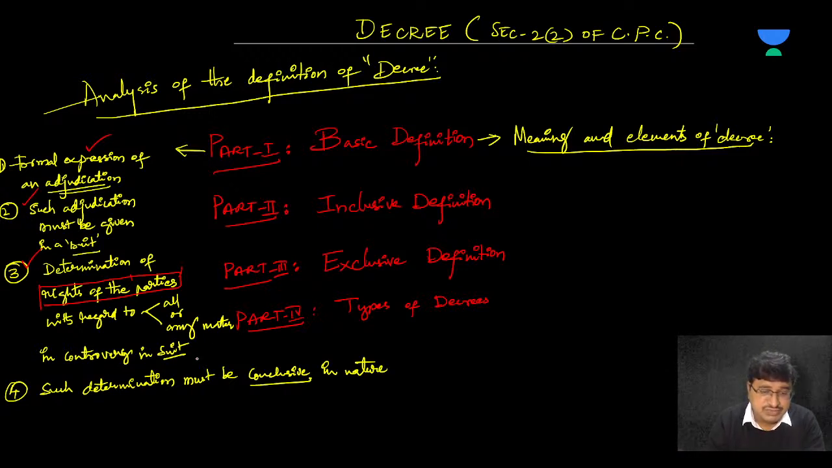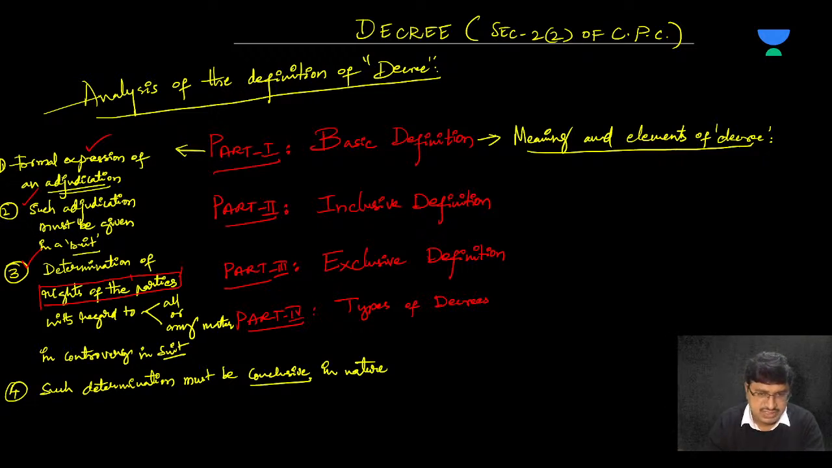Then one more word, controversy in the suit relates to the subject matter of the suit. All or any matter in controversy in the suit means determination of the rights of the parties with regard to all or any of the issues involved in the suit. Then such determination must be conclusive in nature. This is a conclusive determination, friends. To constitute a decree, the determination or the adjudication must be conclusive. It must be complete, friends, and it must be final with regard to the court which passed the decree.